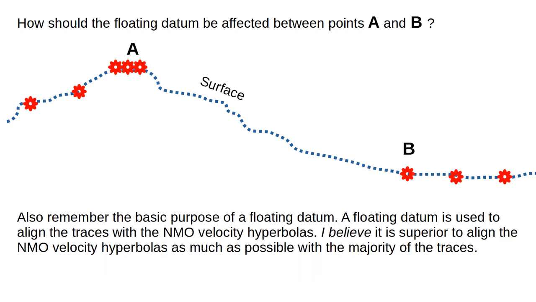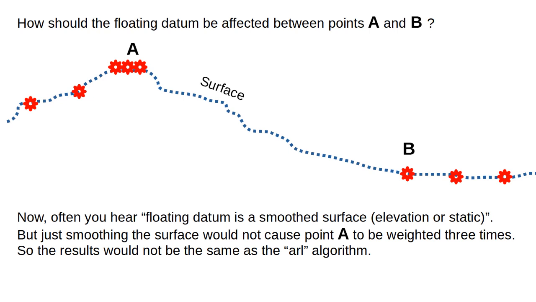Also remember the basic purpose of a floating datum. A floating datum is used to align the traces with the normal moveout velocity hyperbolas. I believe it is superior to align the velocity hyperbolas as much as possible with the majority of the traces. Now, often you hear floating datum is a smooth surface, elevation or static. But just smoothing the surface would not cause point A to be weighted 3 times. So the results would not be the same as the RL algorithm.